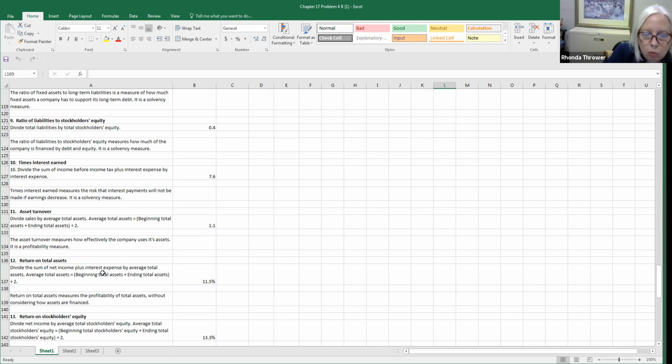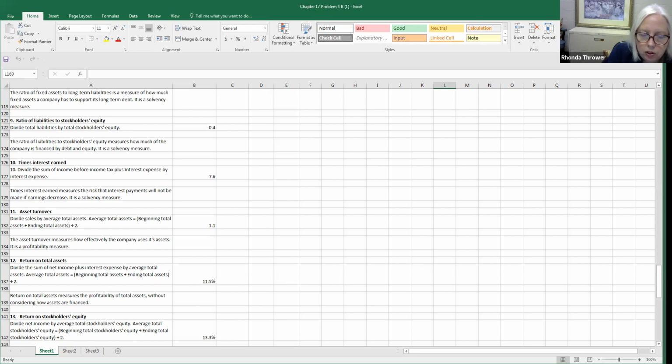So the net income plus the interest expense is your numerator, which you will divide by the average total assets, which is the denominator figure. In this case, it gives you 11.5%. Again, we would compare that with what happened in the year before, but we can't make the calculations for the year before in this problem because they did not give us the beginning total assets. So this is how we calculate the return on total assets: we divide the sum of the net income plus interest by the average total assets.